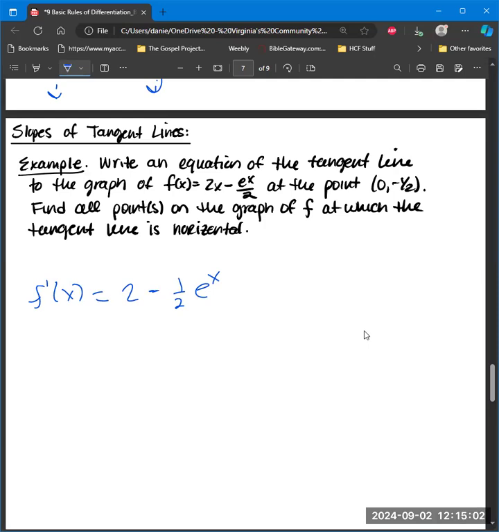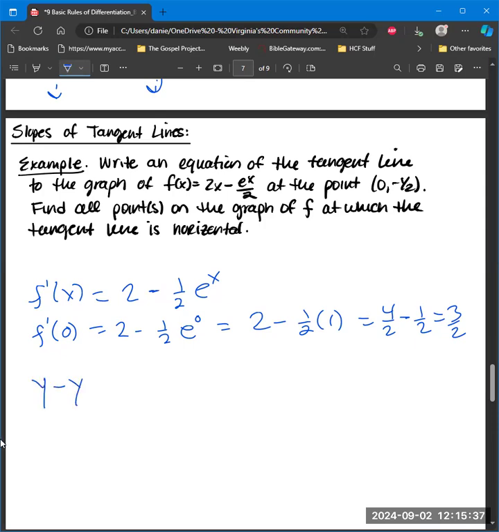That's nice that they already figured that out for us. So we're going to have f prime of 0, since 0 is our x value that we're plugging in. 2 minus 1/2 e to the 0 is 2 minus 1/2 times 1, which is 4/2 minus 1/2, which is 3/2. So our tangent line can be found using the equation y minus y1 equals m times x minus x1, where our x1, y1 are here.